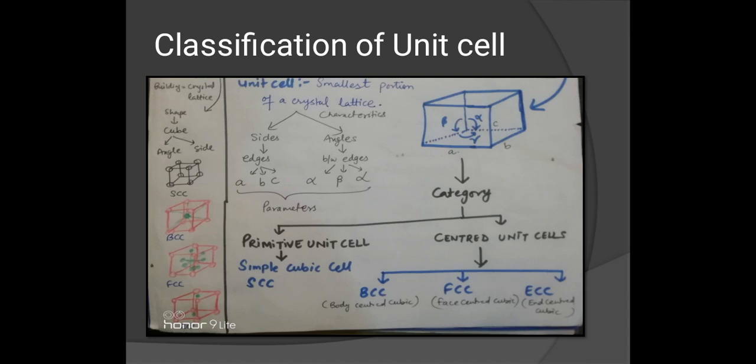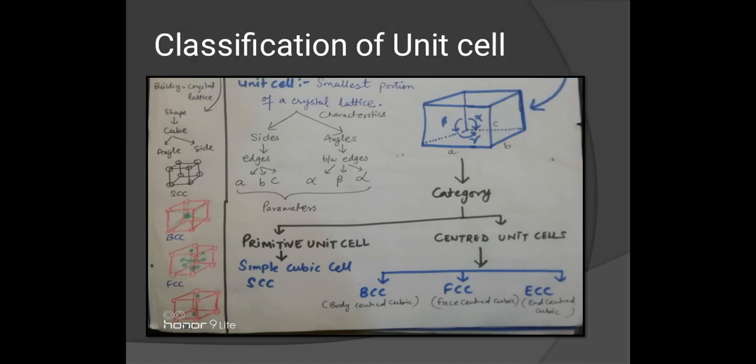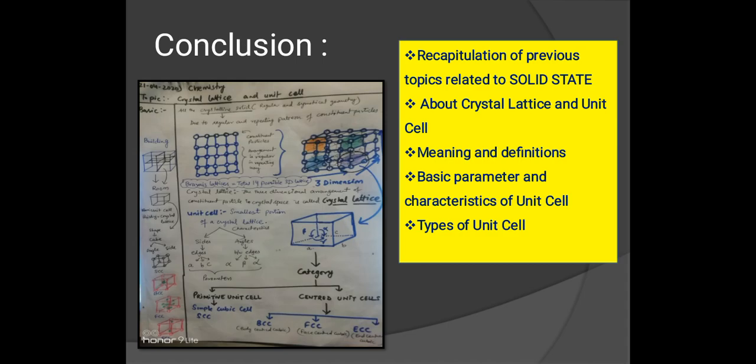There are basically two types of unit cell: primitive unit cell and centered unit cell. A primitive unit cell is a simple cubic unit cell, which has atoms only at the corners, whereas in a centered unit cell there are atoms at the center, faces and ends also. BCC is body centered cubic cell, FCC is face centered cubic cell, and ECC is end centered cubic cell. So that's it.